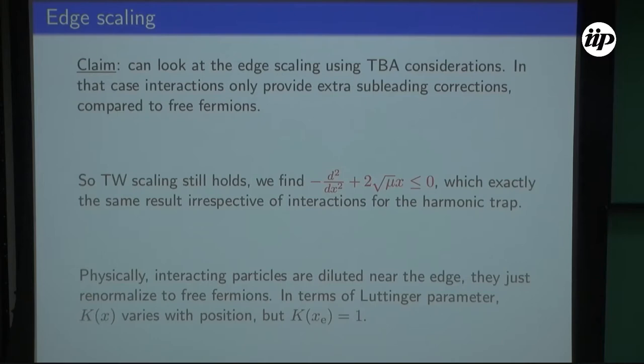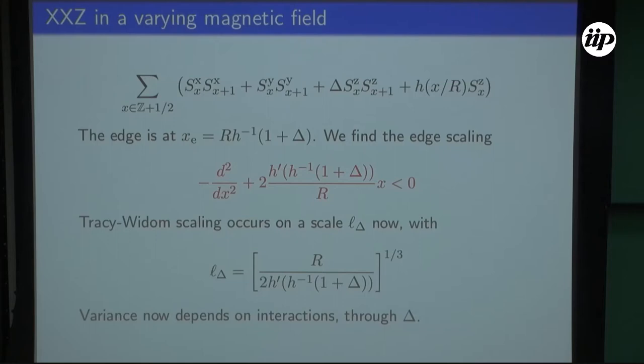If you like field theory, another way to see that is that in the field theory language, interactions are parametrized by the Luttinger parameter. So you have some non-trivial density profile, with the Luttinger parameter K that parametrizes interactions, and this K varies with position. It can be complicated, but it takes the free fermion value at the edge in all these kinds of problems. That's basically the claim, and then you can look at the last particle distribution and check that it goes to Tracy-Widom.